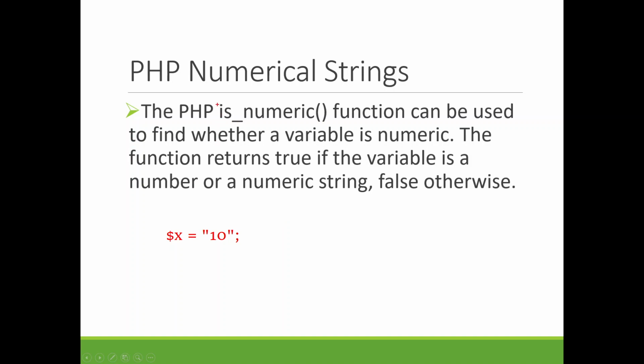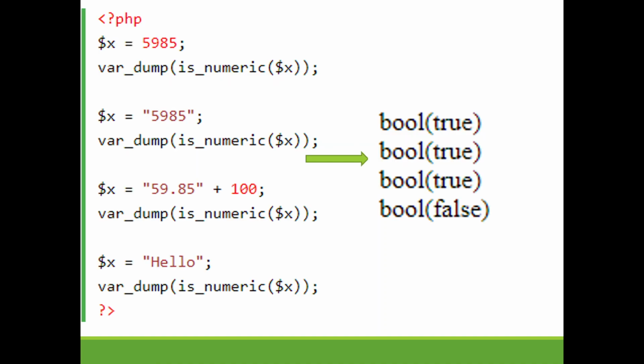Now, PHP has a function called is_numeric that can be used to find whether a variable is numeric. The function returns true if the variable is a number or a numeric string. So two things, whether it's a number or a numeric string. Let's have an example here. x equals 5985. If we use is_numeric, it's going to return true because indeed it's a number.